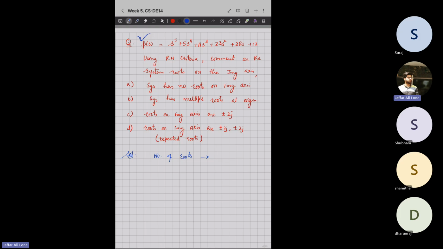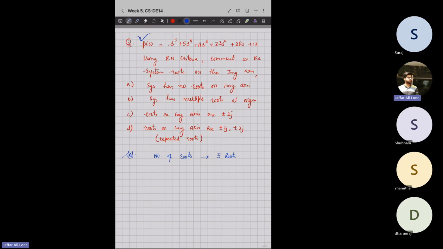Yeah, okay, fine. So first of all, we have to see how many roots. So if the highest power of S is 5, it means there are 5 roots in total. Now in the question it is given, comment on the system roots on the imaginary axis. Okay, so we will formulate a Routh array. Then we will see if there are any sign changes, they will give me the roots on the right half plane. But how would I know the roots are on the imaginary axis?